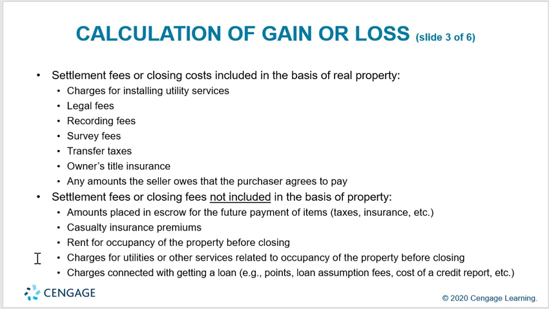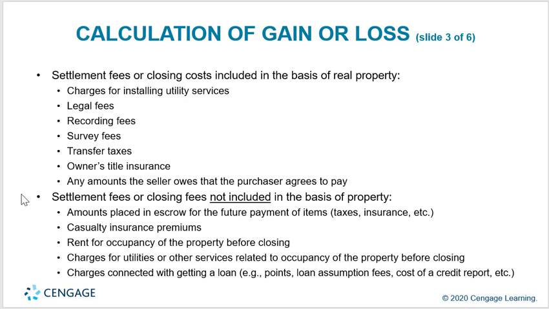So, calculations of gains or losses. Settlement fees or closing costs included in the basis of real property: charges for installing utility services, legal fees, recording fees, survey fees, transfer taxes, ownership title insurance, and any amount the seller owes that the purchaser agrees to pay.